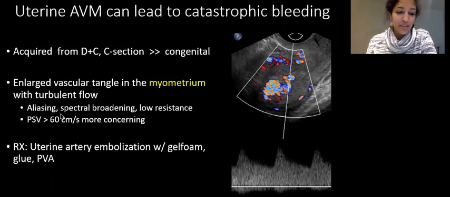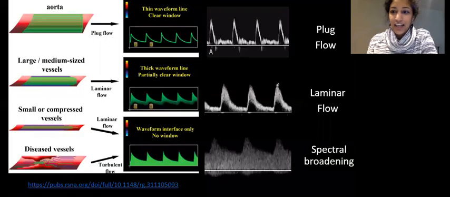And if the peak systolic velocity is over 60, this is more concerning. When it's in the 30 to 40 range, they may even resolve on their own, but above 60 is more concerning. These are treated with embolization with a variety of materials, trying to get into the smaller vessels, and usually really do well.